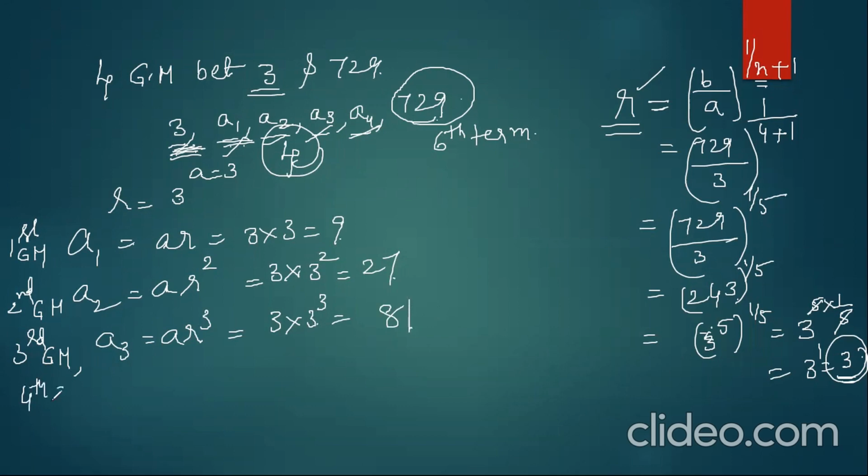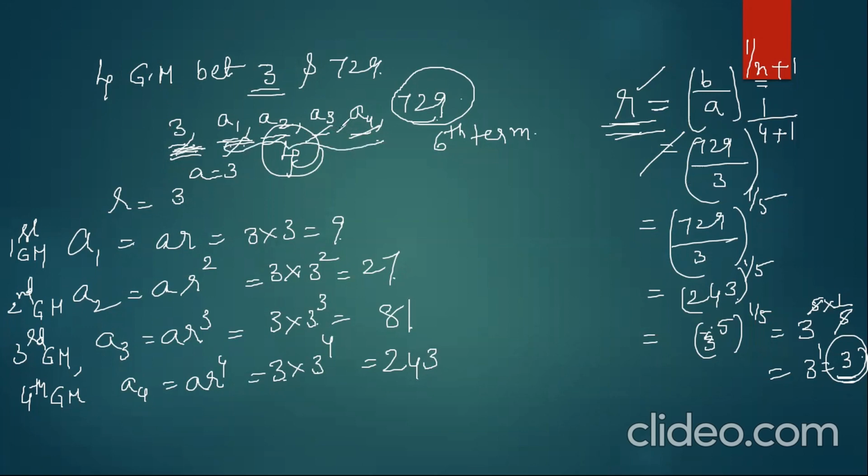Next, fourth GM. A4 is equal to AR to the power of 4. 3 into 3 to the power of 4. That is, this is 81 into 3. That is 243. Okay. Like this, we can easily calculate any kind of geometric means between the two numbers. First, finding just R. If you know R and A, you can easily write all the geometric means between the given two terms, right?